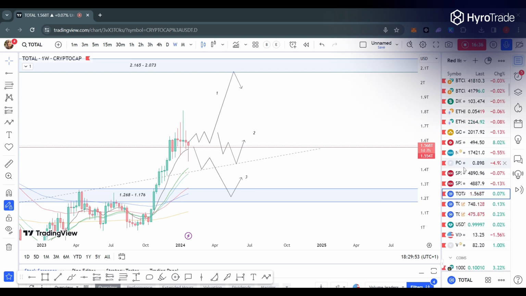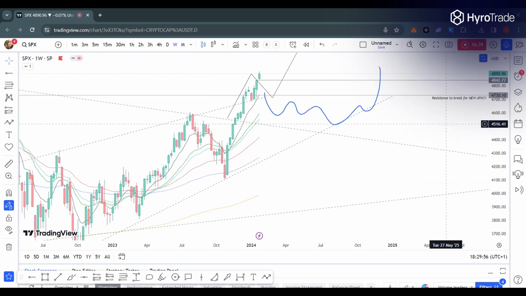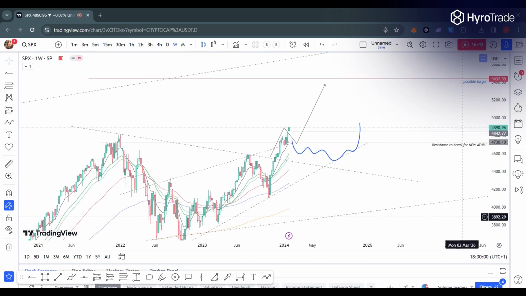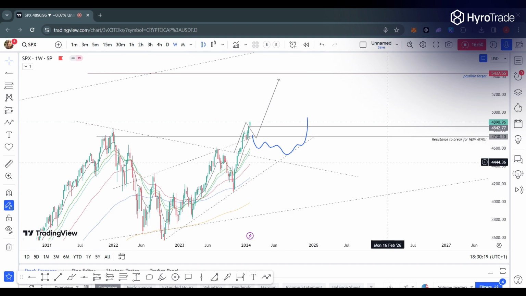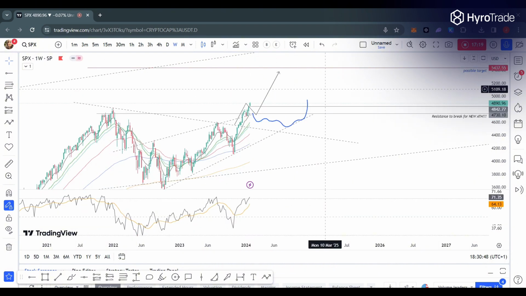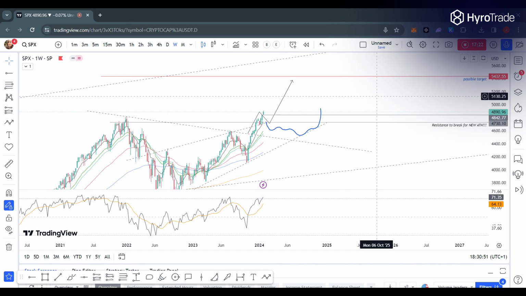So now let's go to SPX. It was my amazing technical analysis since last year. I was super bullish on it, and finally it broke above 4,730, which was for me a really important level to break, to make a new all-time high. Finally SPX came to 4,900 and so far rejected, but my possible target is 5,437, but I think that it will not manage to go right away there.